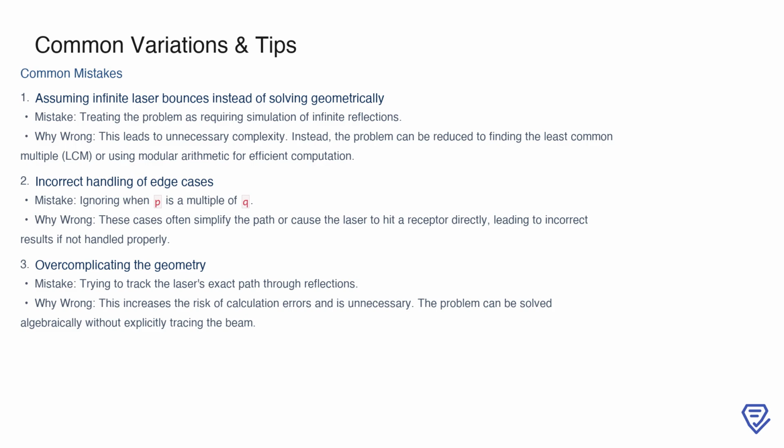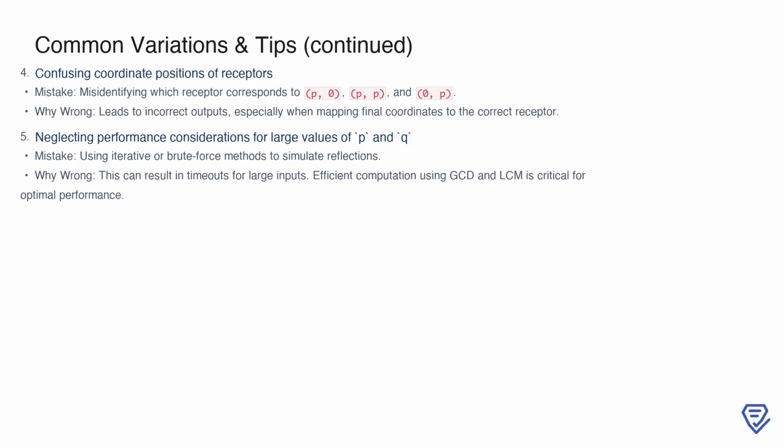Finally, some overcomplicate the geometry by attempting to manually track the laser's path through every reflection. This approach not only increases the likelihood of errors but is also unnecessary, as the solution can be derived algebraically without explicitly tracing the beam's trajectory. Another pitfall is confusing the coordinate positions of the receptors. Misidentifying which receptor corresponds to P0, P, or 0P can easily lead to inaccurate outputs. It's essential to map the final coordinates to the correct receptor to ensure the solution is accurate.